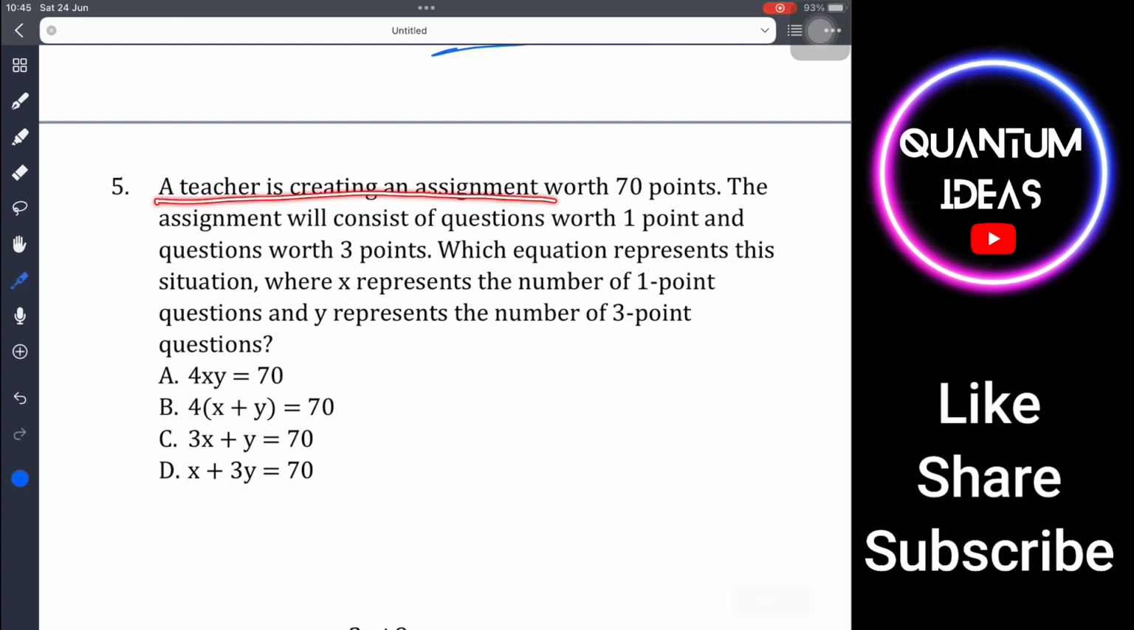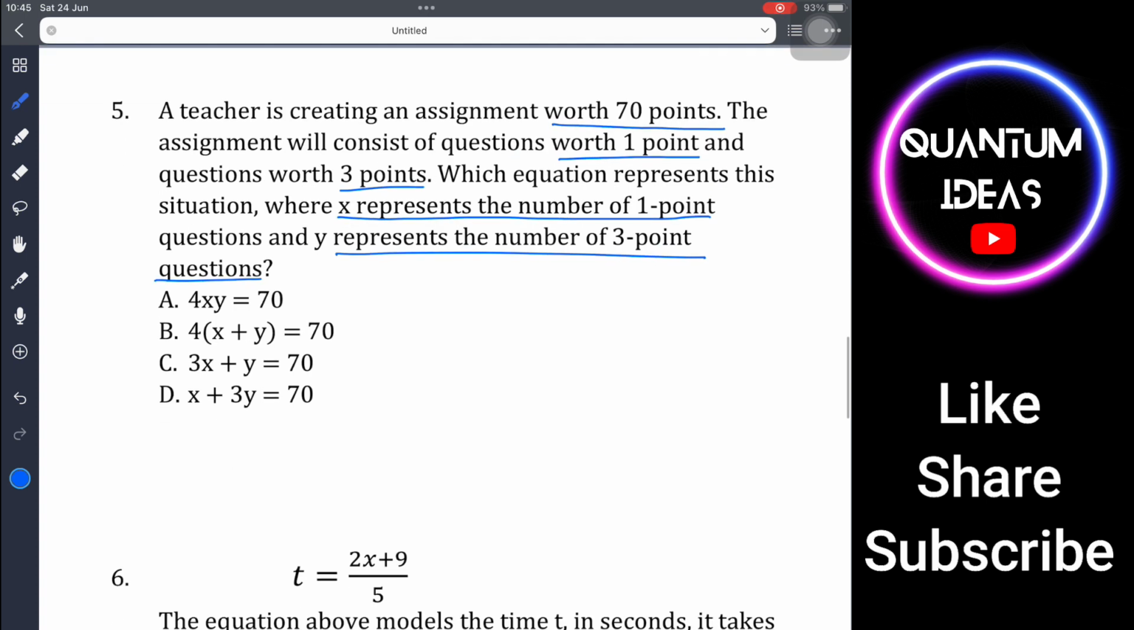A teacher is creating an assignment worth 70 points. The assignment will consist of questions worth 1 point and questions worth 3 points. Let's highlight it: the total is 70 points. Each question will be either a 1 point question or a 3 point question. Which equation represents this, where x represents the number of 1 point questions and y represents the number of 3 point questions? Simply, the total equals 70, where x is the number of 1 point questions plus y is the number of 3 point questions.